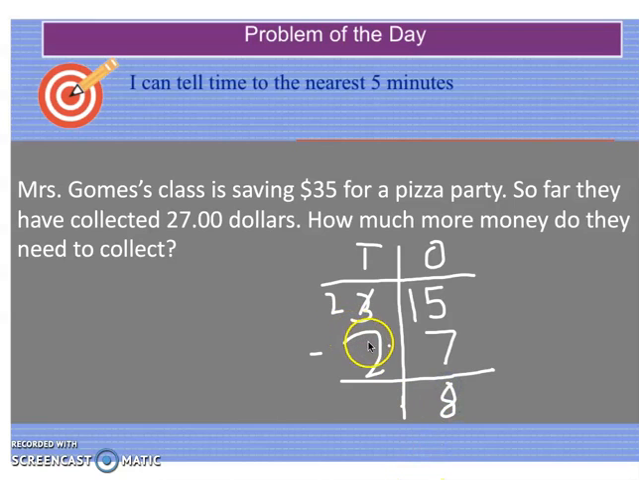Now, in our tens place, we have 2. And we're going to take away 2 from 2. So therefore, our answer is 8. So therefore, it shows that Mrs. Gomes' class still needs $8 to reach their goal. So the answer is 8. So if you have that answer, your answer is correct. So she needs $8 more to reach her goal of $35.